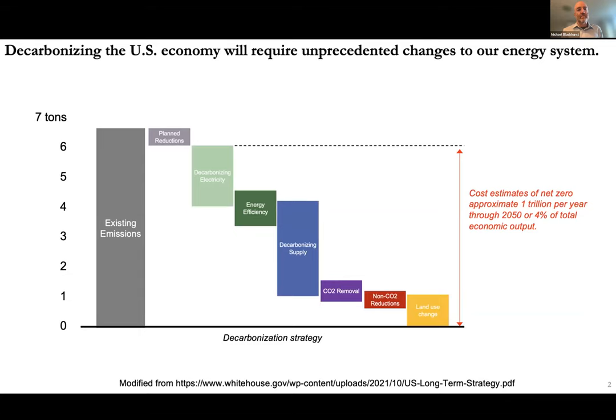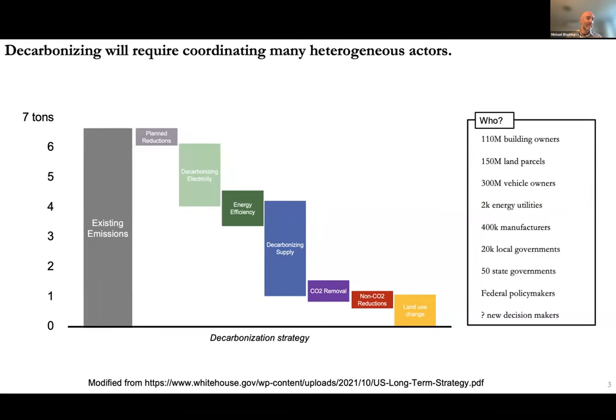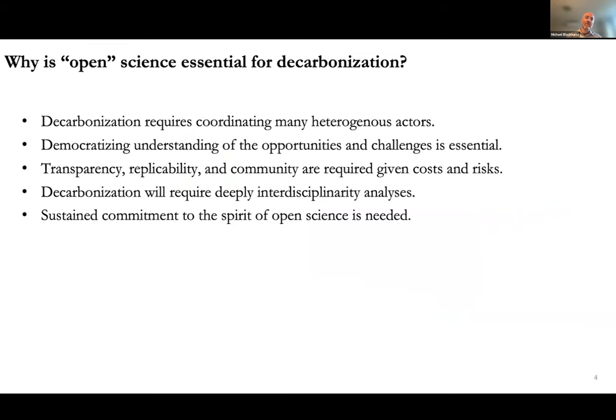This is probably not new to you, but decarbonizing the US economy is going to be an unprecedented challenge. We're looking at possibly having to spend 4% of GDP per year through 2050 to do that. And it will require the coordination of a lot of different actors with different motivations, some of which are private sector actors, some of which are policymakers, some of which are everyday folks. And there are millions of different decisions that need to be nudged or incentivized to be able to do this at scale.